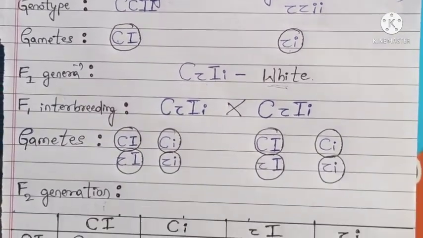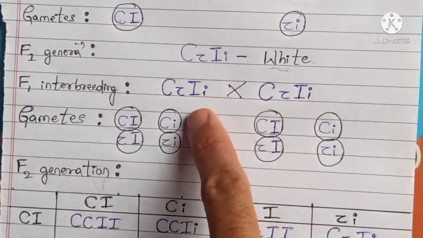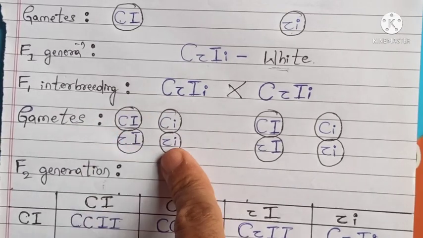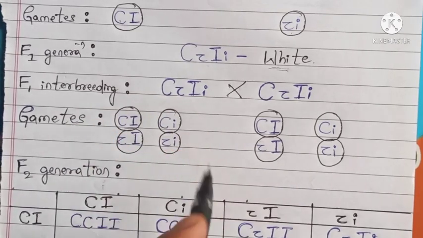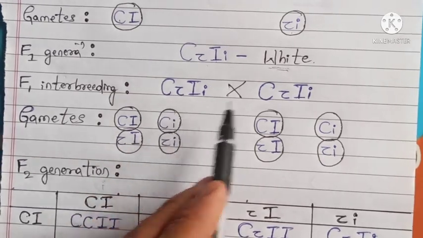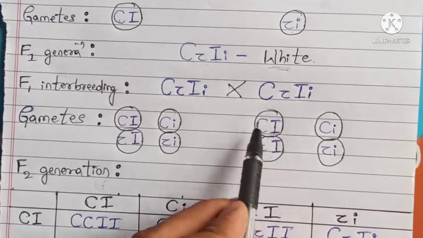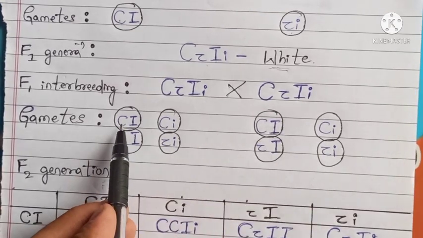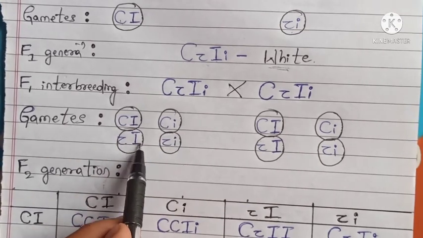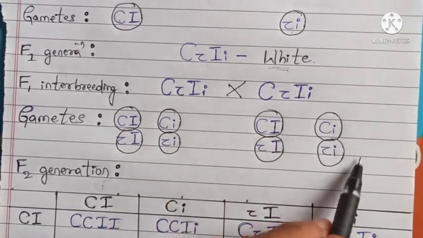Now when these F1 individuals are allowed to undergo interbreeding, these are the gametes. You know that already, I told you in case of dihybrid cross, since it is a heterozygous condition, 4 gametes are formed. Here also there are 2 heterozygous conditions, therefore 4 gametes are formed, that is capital C capital I, capital C small i, small c capital I, small c small i. So similarly you can write here also.